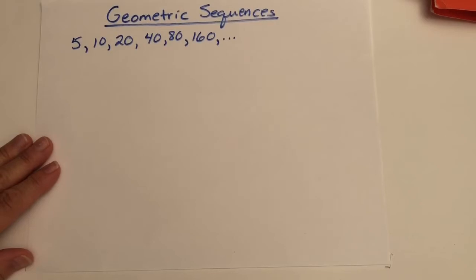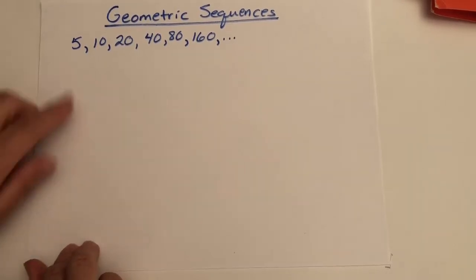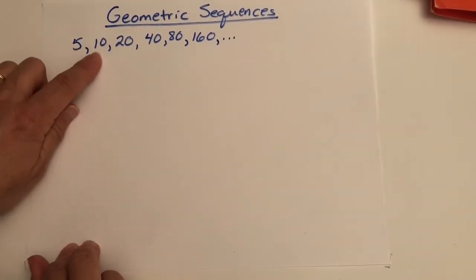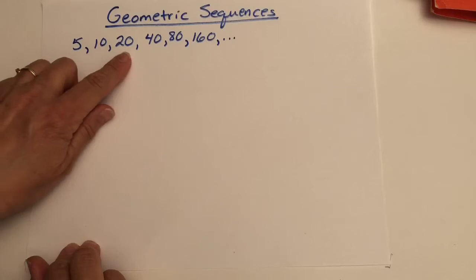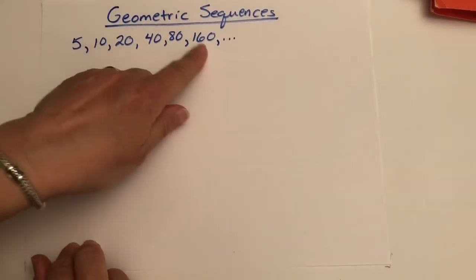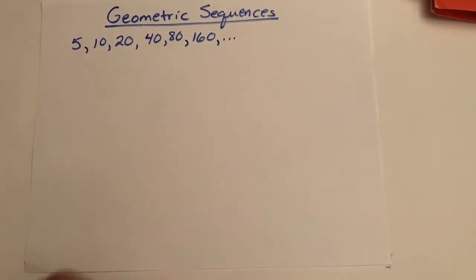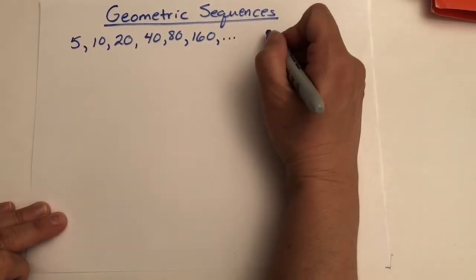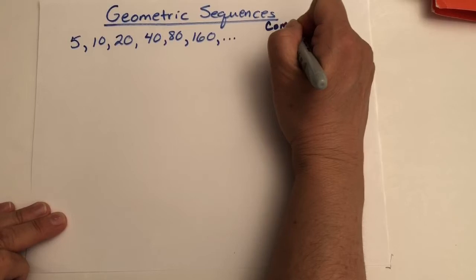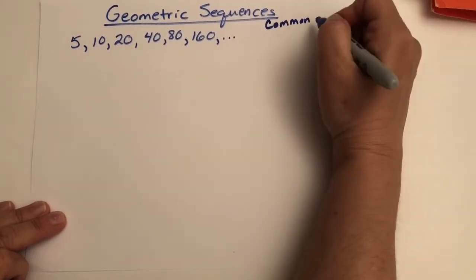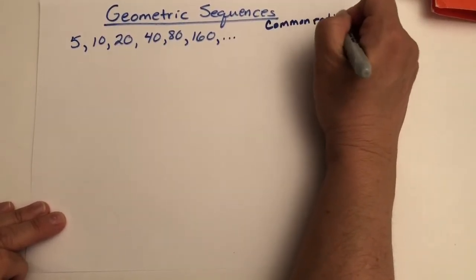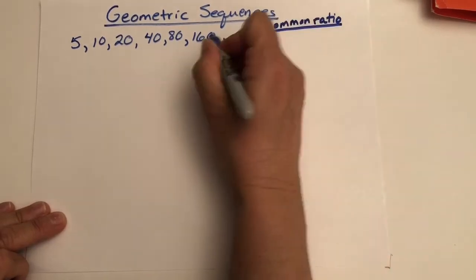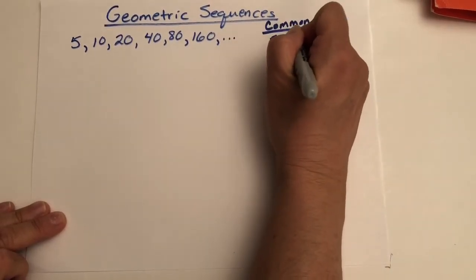Another way of looking at that is if you take two consecutive terms and divide, you'll get the same ratio. 10 divided by 5 is 2. 20 divided by 10 is 2. 160 divided by 80 is 2. So we say this sequence has a common ratio, and we use r to represent it. Common ratio. And for this sequence, r would equal 2.